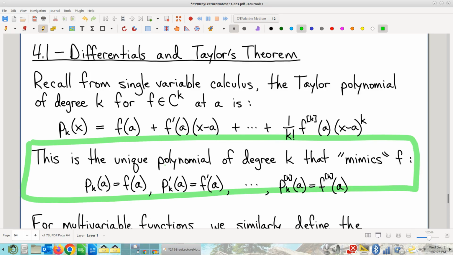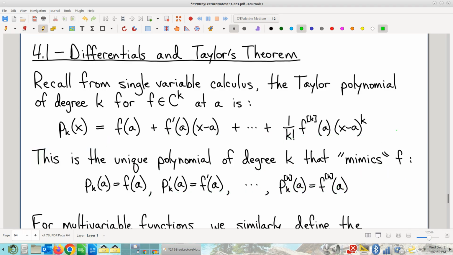This is, among all polynomials, the one among polynomials of degree k that best approximates the function. And what do I mean by that? Well, it is a perfect mimic of f in terms of values and derivatives up to order k. Right? So this is doing the best it possibly can to be exactly what f is at the point a, at least in terms of values and derivatives. Okay. So that's a pretty reasonable way to approach wanting to approximate a function.